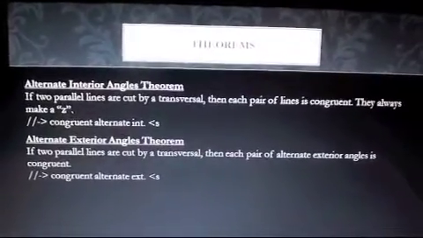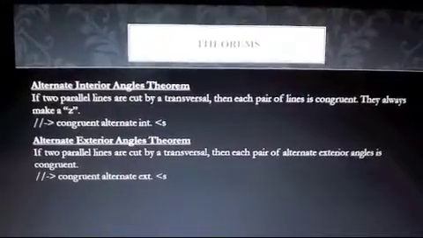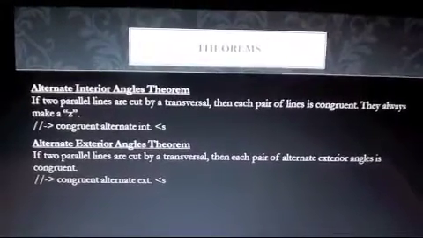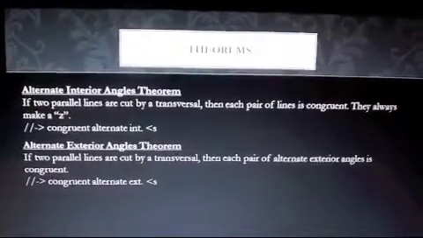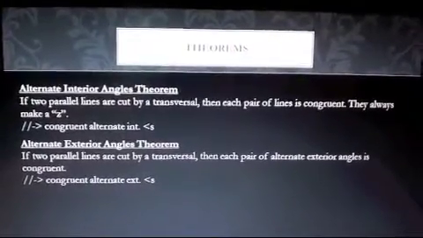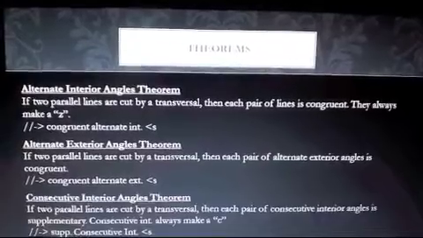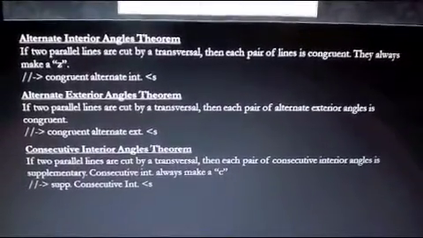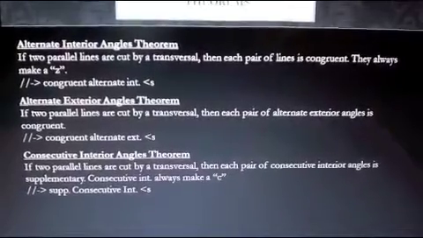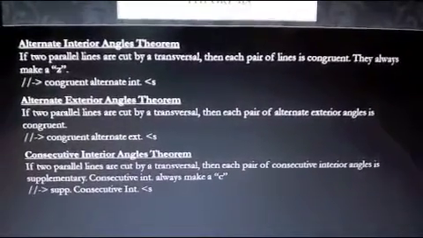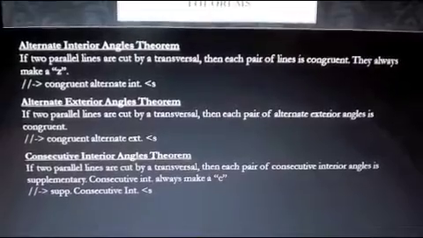The second one is alternate exterior angles. These are 2 exterior angles which are non-adjacent and are on opposite sides of the transversal. They are also congruent and they do not make a specific shape. The third one is consecutive interior angles. These are 2 interior angles on the same side of the transversal and are supplementary. When you look at them on a diagram, they make a C.